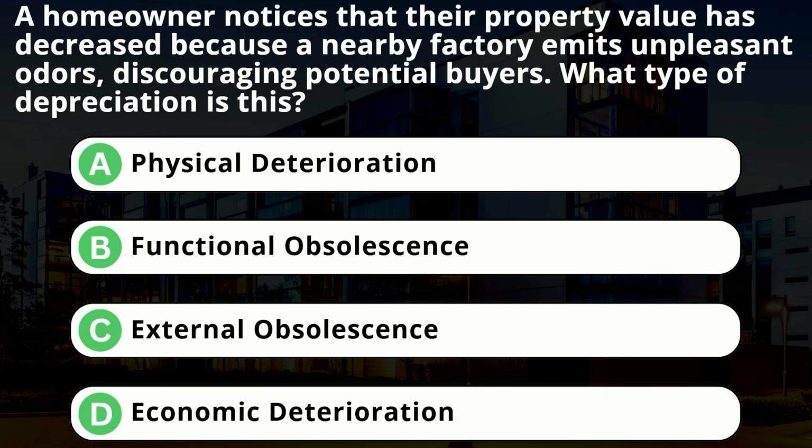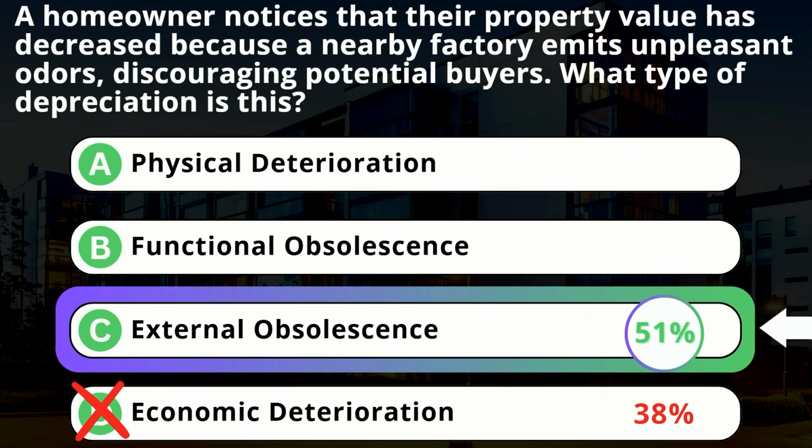All right, a homeowner notices that their property value has decreased because a nearby factory emits unpleasant odors, discouraging potential buyers. What type of depreciation is this? Letter A, physical deterioration. Letter B, functional obsolescence. Letter C, external obsolescence. Letter D, economic deterioration. And the correct answer is letter C, external obsolescence.